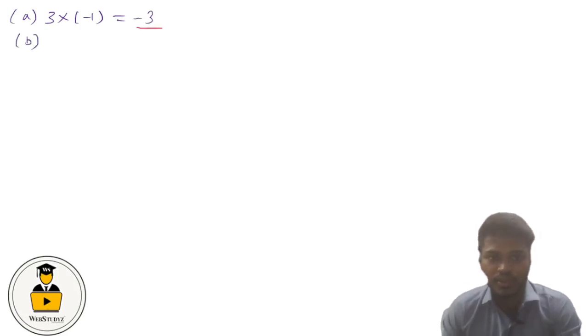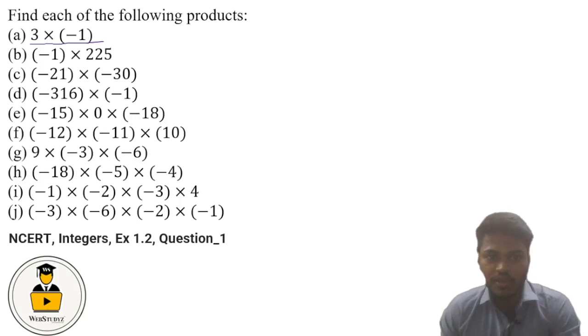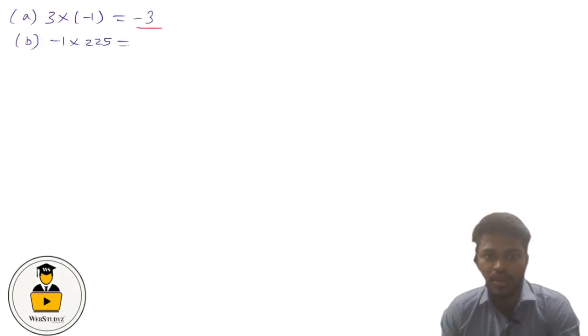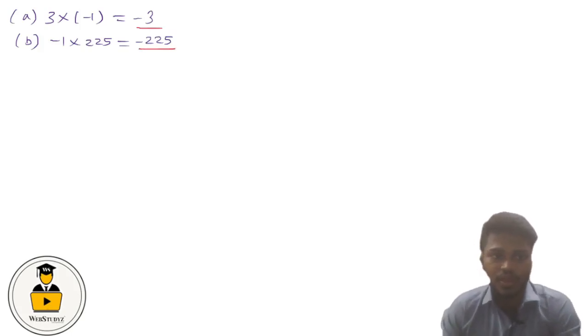Now let us consider the next product. It is minus 1 into 225. Here again we will use the same concept. One integer is negative, one integer is positive. So the product will be a negative integer. And 1 into 225 will give us minus of 225. So the product is minus of 225.